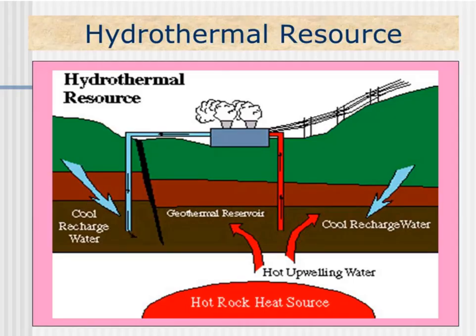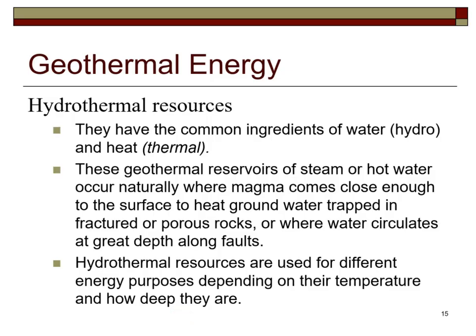A picture depicts a hydrothermal resource. They have the common ingredients of water, hydro, and heat, thermal. These geothermal reservoirs of steam or hot water occur naturally where magma comes close enough to the surface to heat groundwater trapped in fractured or porous rocks, or where water circulates at great depths along faults. Hydrothermal resources are used for different energy purposes depending on their temperature and how deep they are.